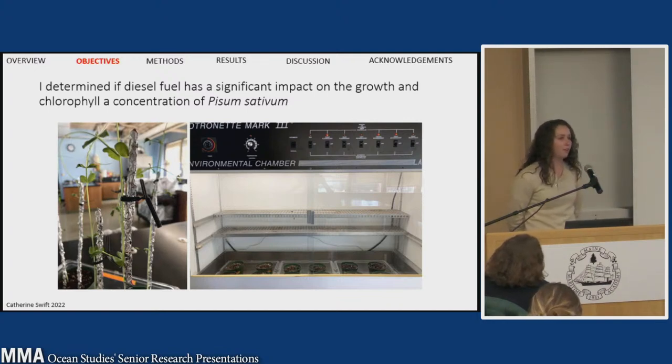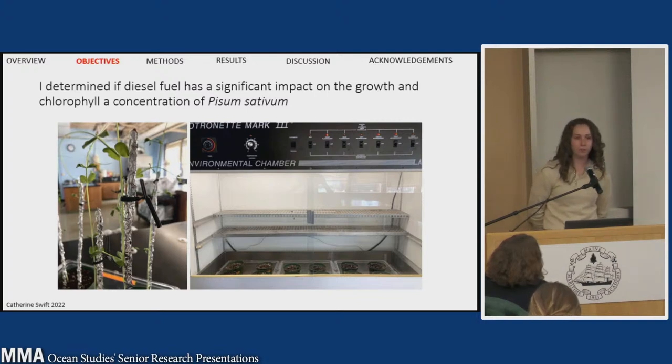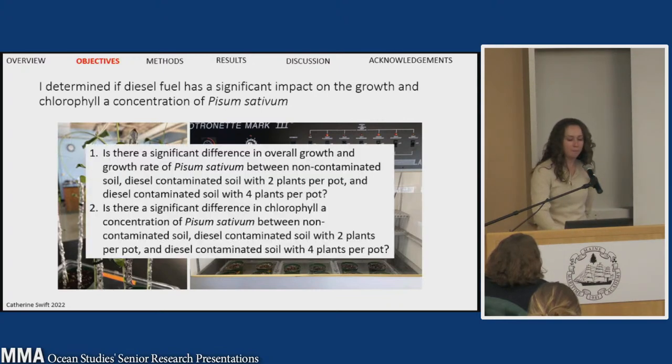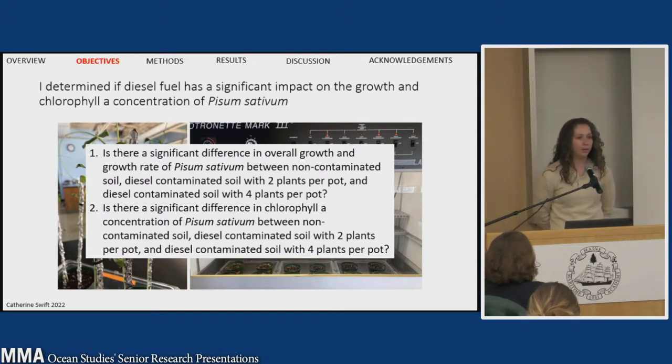And what I did was I wanted to determine if there was a significant impact on the growth and chlorophyll A concentration of these peas. So the two questions that I posed was first, referring to the growth and the growth rate. I wanted to know if there would be a significant difference in the overall growth and growth rate of these peas if I put them under three different conditions.